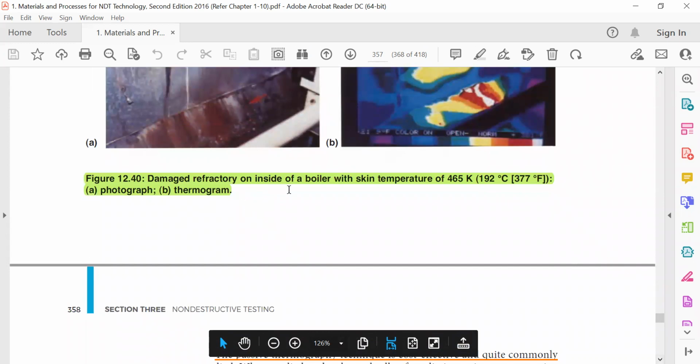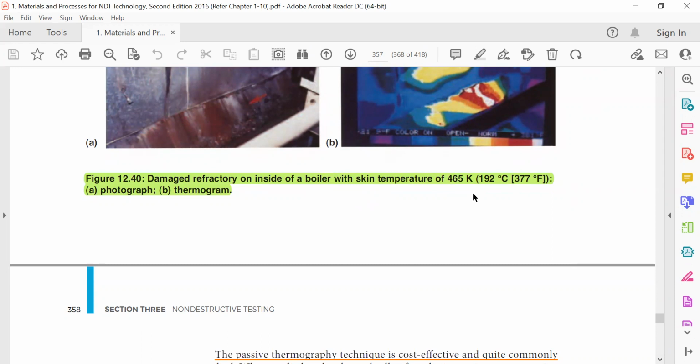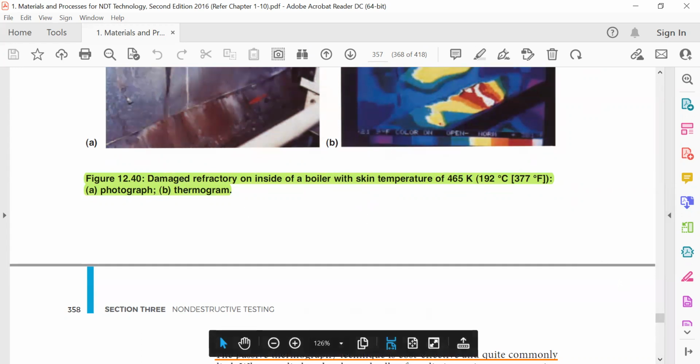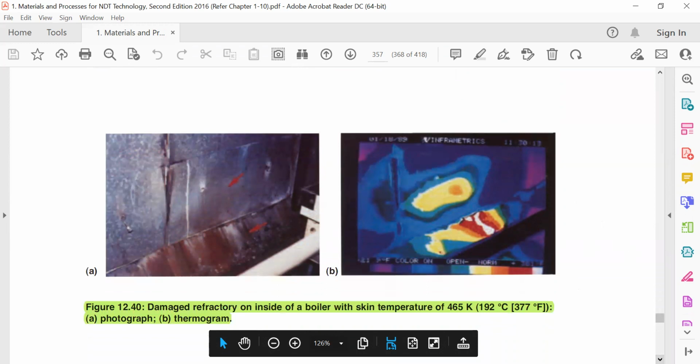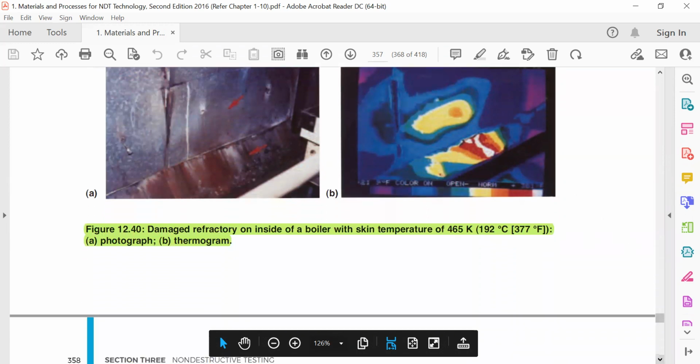Damaged refractory on the inside of a boiler, with screen temperature 465 degrees Kelvin. Photograph and thermogram. So it is just a photograph and then the thermograph showing what the temperature difference is.